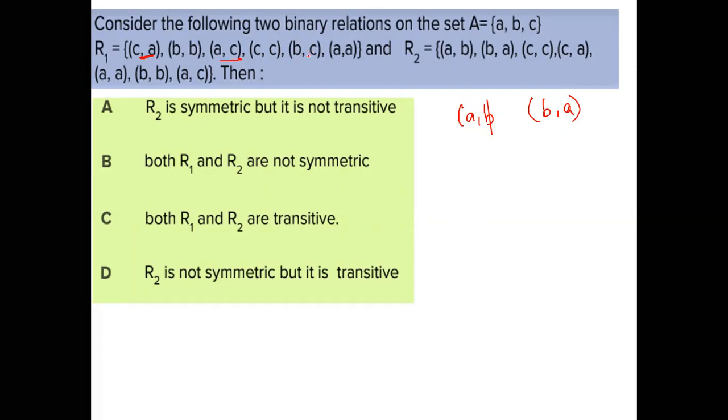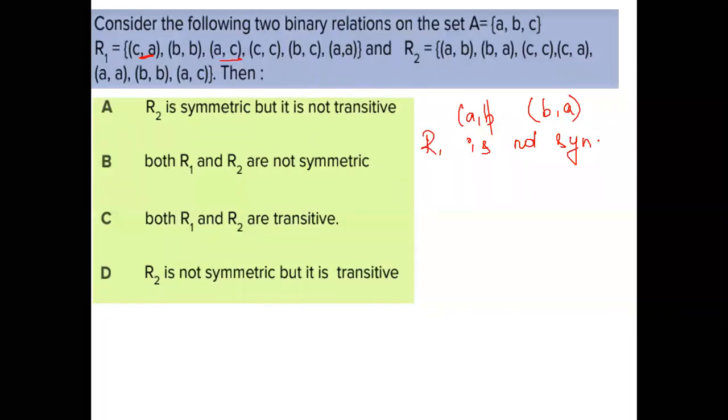(C, B). Whether R1 is symmetric, student? You just check. No. Why is R1 not symmetric? Because you have (B, C), but you cannot find (C, B). Correct? You have (B, C) here, but you cannot find (C, B). So R1 is not symmetric.